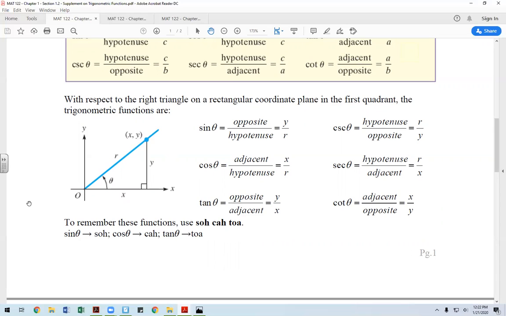So what about cosecant and secant, since you don't have one for that? So yeah, here's the other thing. The main three functions are your SOHCAHTOA, okay?